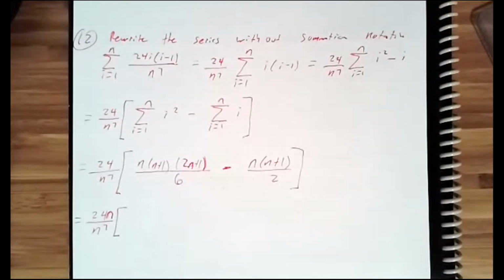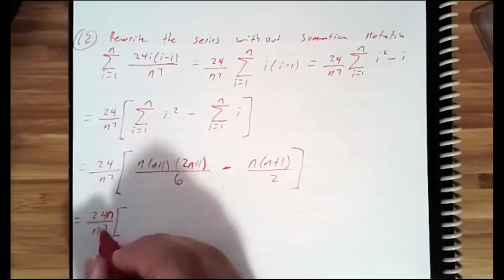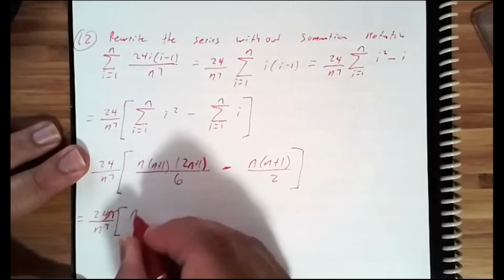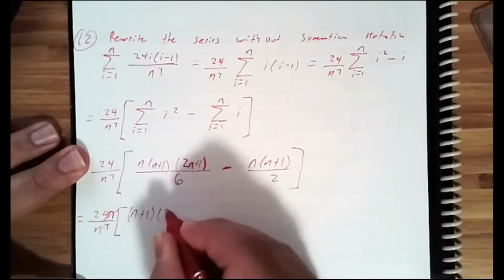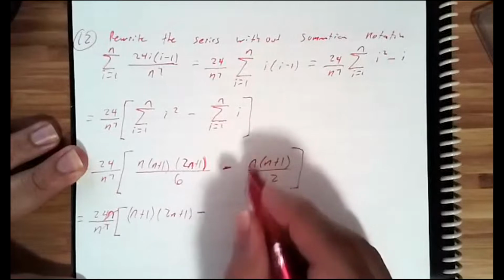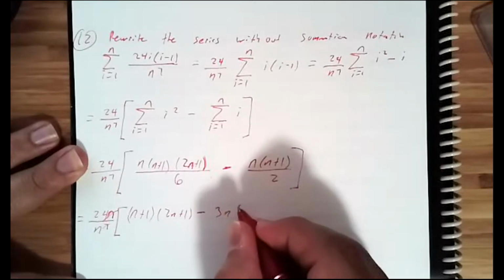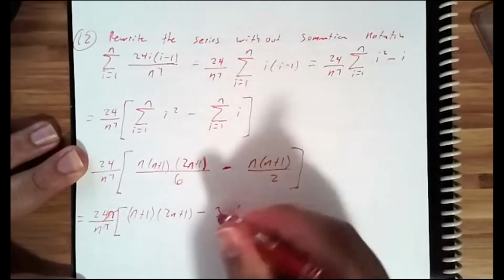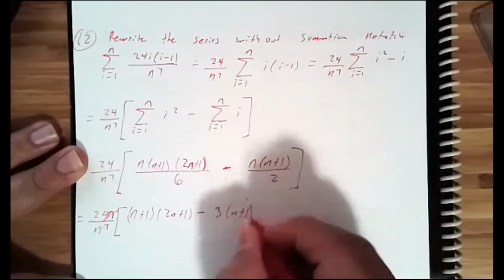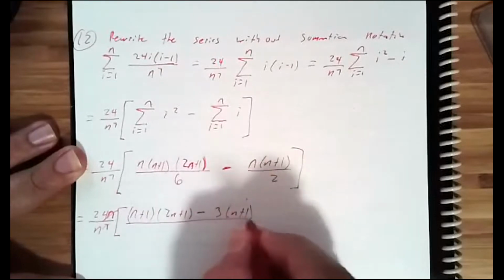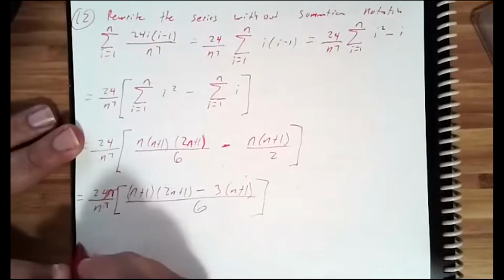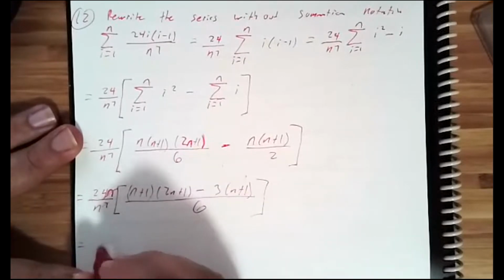Okay. So it's 24n over n7 over here, which reduces, right? So now I have n plus 1 times 2n plus 1 minus, multiply by 3 over 3. That gives us 3n times, there's no more n, 3 times n plus 1, all over 6. So I combine the fractions. So now multiply this out and see if anything cancels.